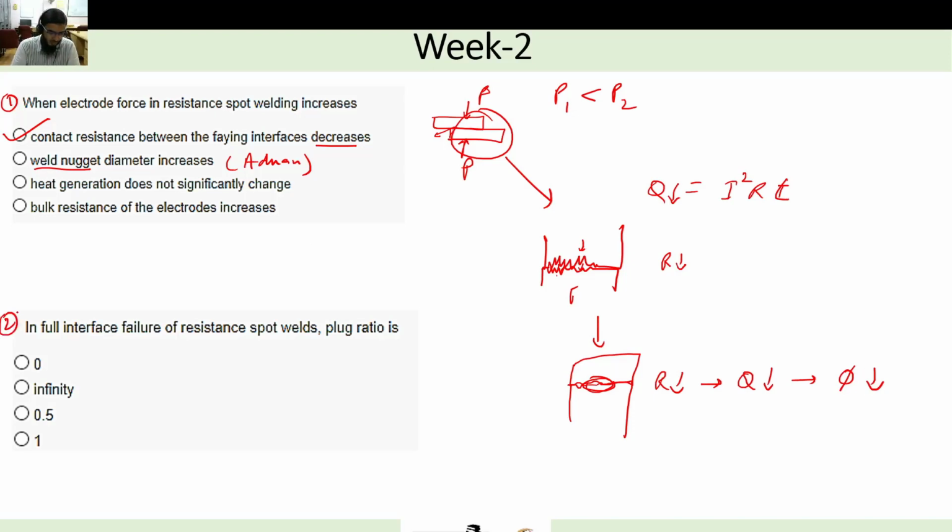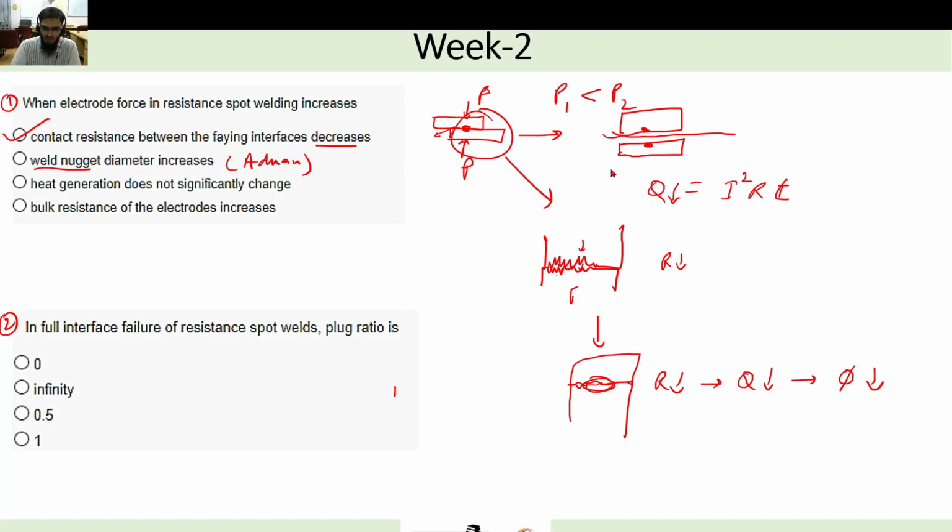Coming to question number 2, just quickly read. In the interface failure of resistance spot welding, the plug ratio is... Means we were having a weld here, and after the tension test, the weld itself failed. Some part of the weld went to this sample and some part of the weld went to this. Interface failure means failure across the weld. So in that case, what will be the plug ratio?